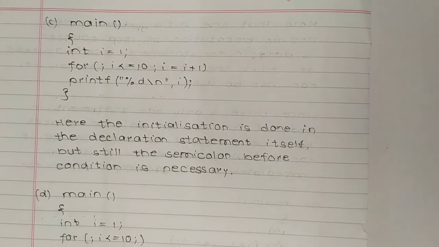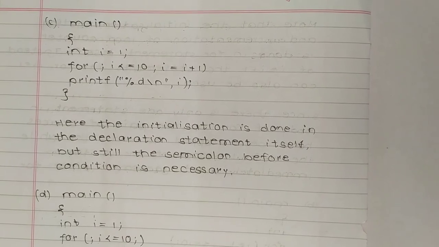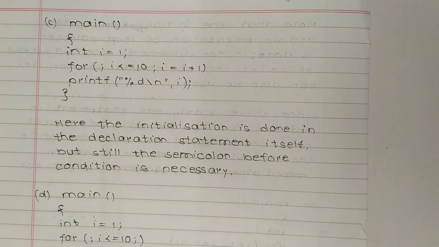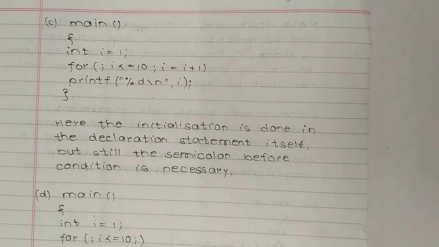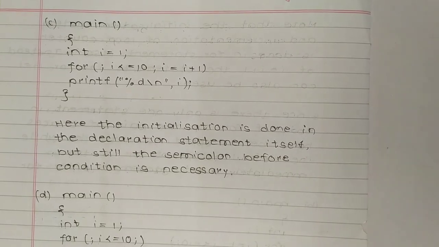Now program C: main, int i = 1, for i < 10, then i = i + 1, printf("%d\n", i). Here the initialization is done in the declaration statement itself, but still the semicolon before the condition is necessary, because the initialization is not done in the for statement, but it is done in int i = 1. So it is not necessary in the for statement to write such initialization.